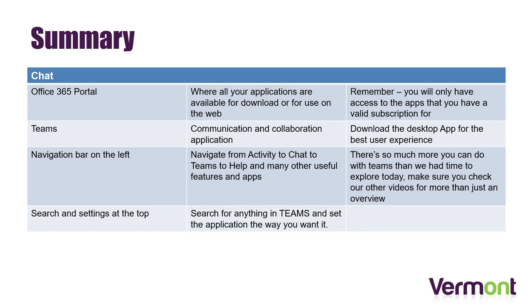The Teams app is used for communication and collaboration. For the best experience, please download and install the desktop app. If that isn't possible, you can still use Teams through the web browser. When you're using Teams, use the left-hand bar to navigate your way around. When looking for something inside Teams, use the search bar along the top. And to set your preferences, create a profile picture and set your status. Simply click on your profile picture at the top right-hand corner.